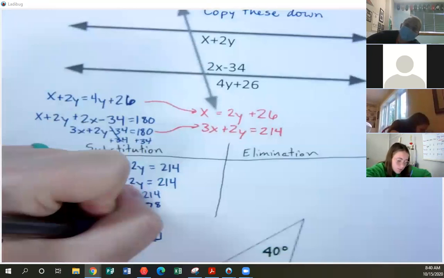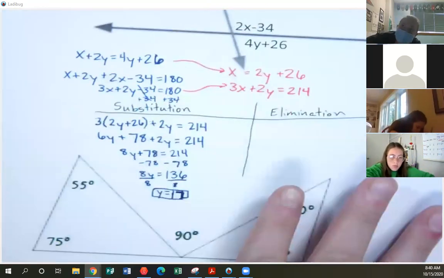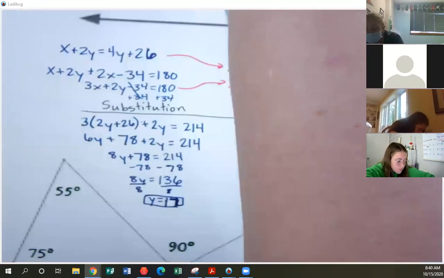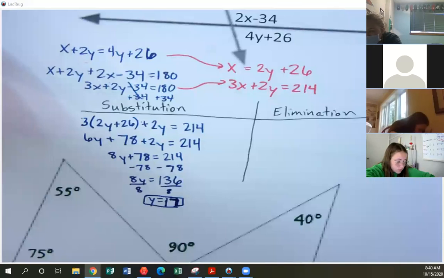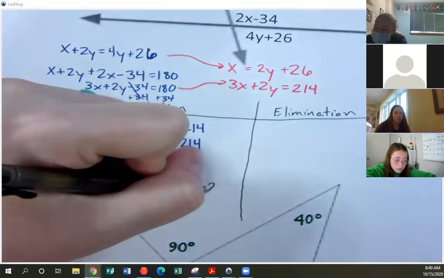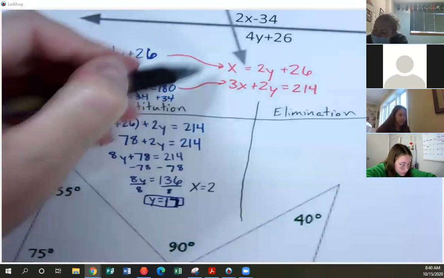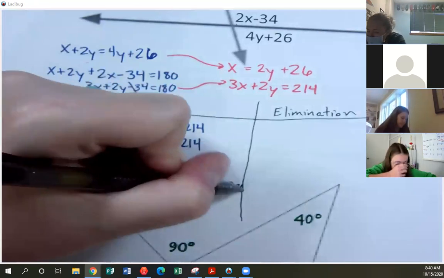Hopefully I can tell that that's 17. I'm starting to lose space here, but it's okay. And then I'm going to come over here and plug in this. So x equals 2. I'm just taking this equation up here and plugging 17 in, and then I'm going to add 26 to it.